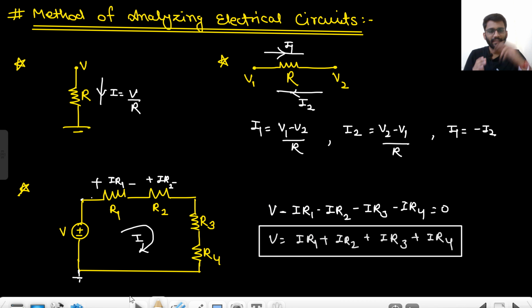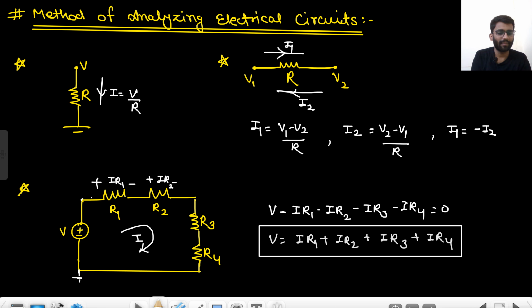Whenever there is a current flowing out of the positive terminal of the battery and getting into the resistance, that means the applied potential will be equal to the voltage drop across all the resistances. So, are you able to visualize? This potential is getting dropped across all the resistances.